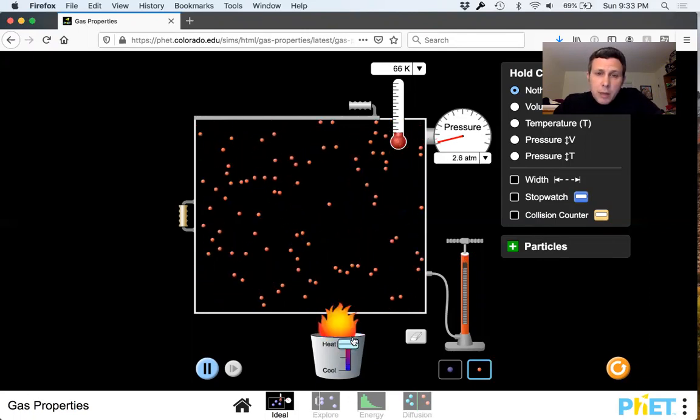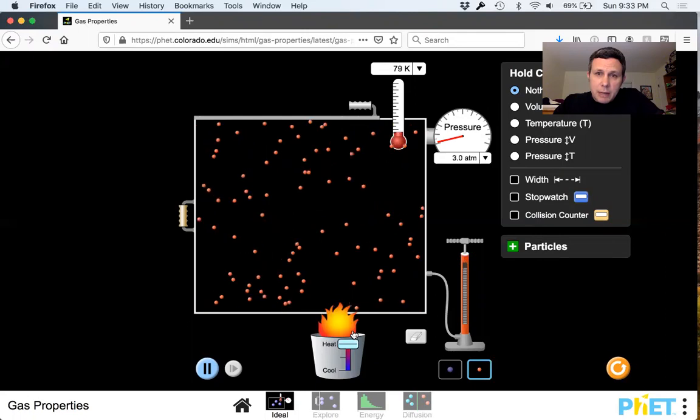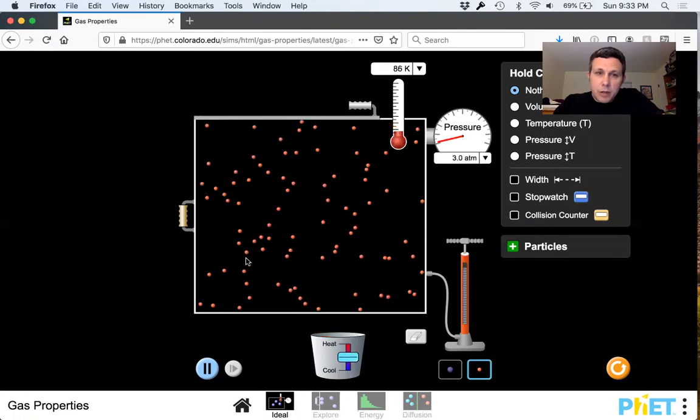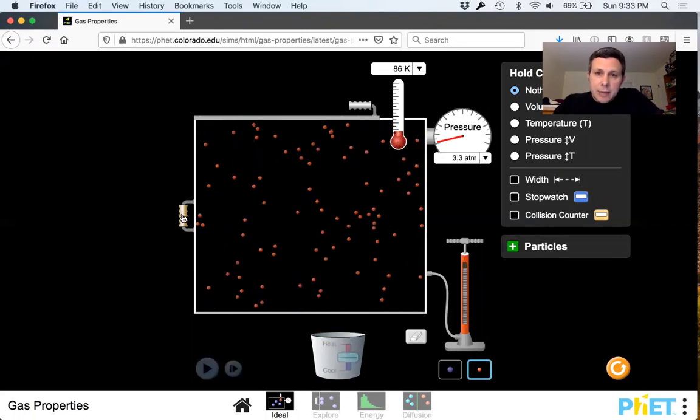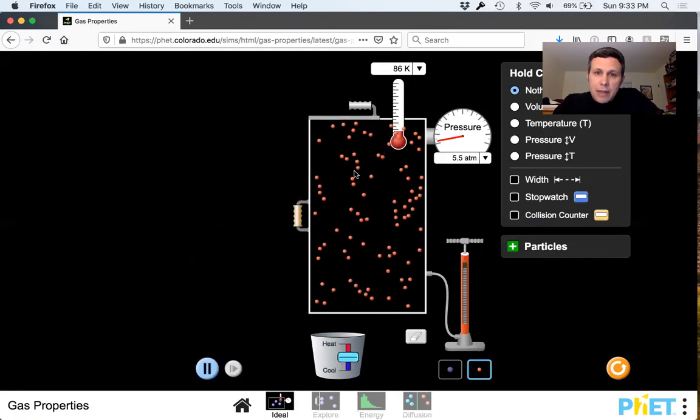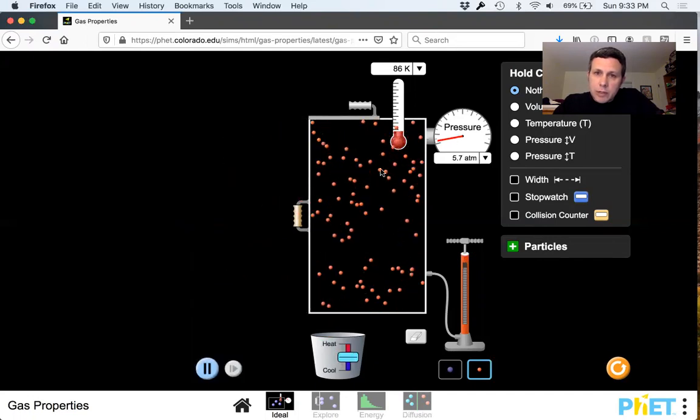All right, some other things though. Let's say we heat this back up a little bit and the gas is at a certain pressure. Let's say I take this container and I shrink it. Well, now the gas has less room, there's going to be more collisions, the pressure goes up.